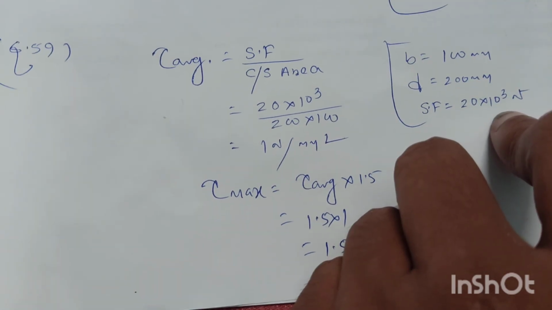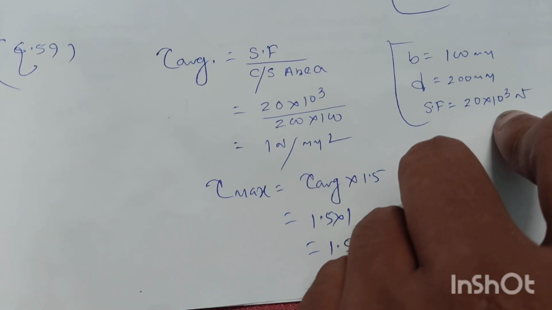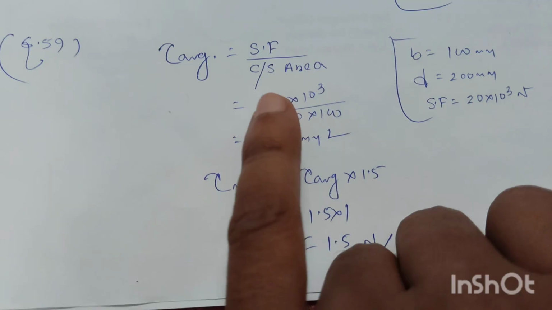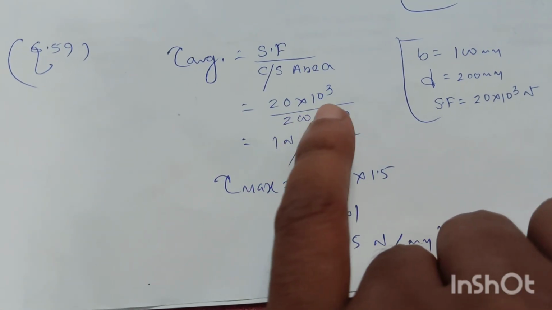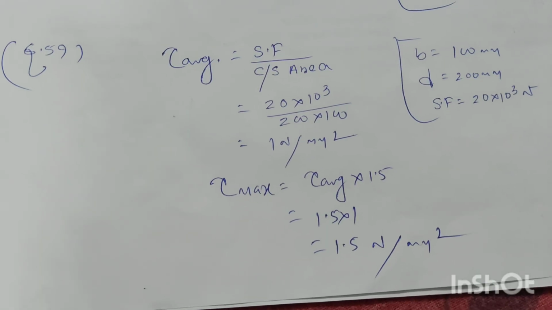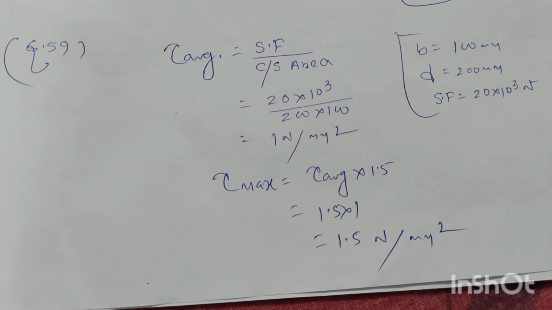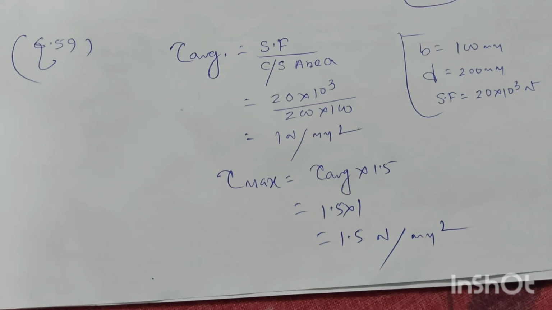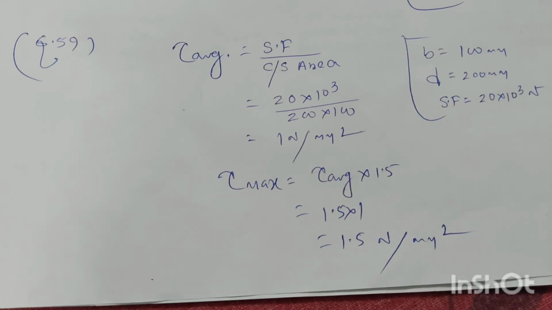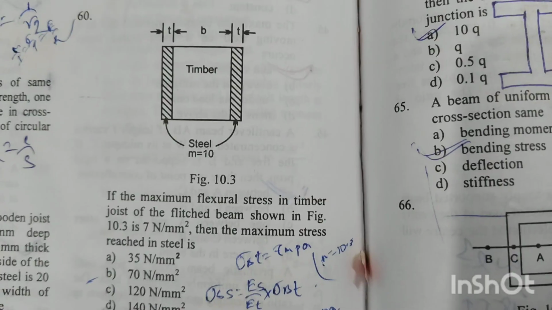The formula for tau average shear stress is equal to shear force divided by cross sectional area of the beam. So we have the shear force value, that is 20 into 10 to the power 3 Newton, divided by cross sectional area, which will be 100 into 200. After calculation, tau average will be equal to 1 Newton per millimeter square. Now to get the maximum shear stress value, we have to multiply the average shear stress value by 1.5, and after calculation tau max will be equal to 1.5 Newton per millimeter square. D is the right answer. Question number 60.